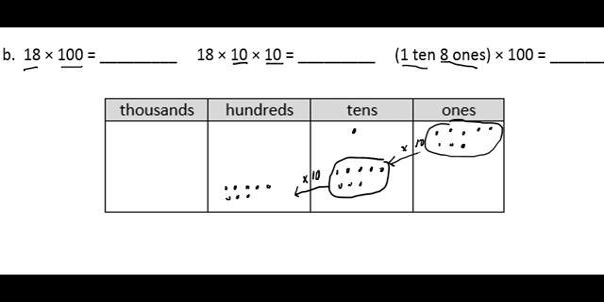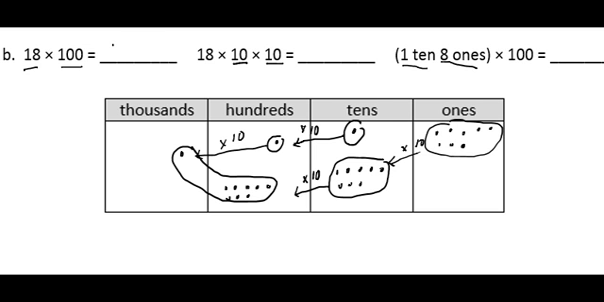Same thing with my 1 ten. I'll multiply that times 10, I get 100, and I multiply that times another 10 to get 1,000. So my final answer is 1,800. So 18 times 10 times 10 is 1,800. 1 ten and 8 ones times 100 is 1,800.